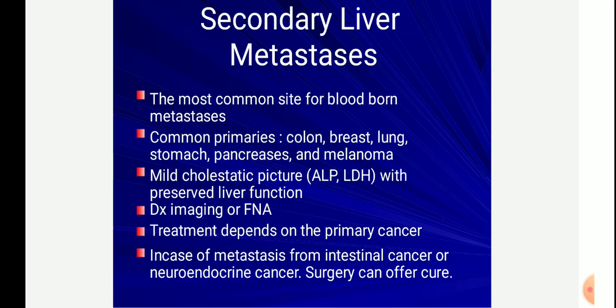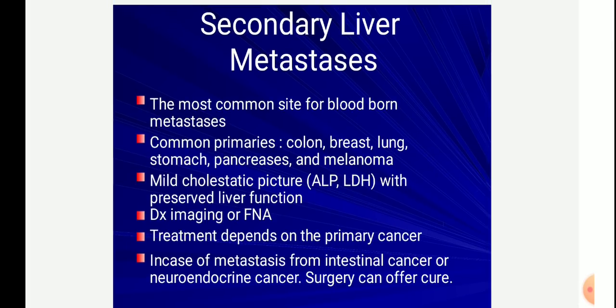In case of metastasis from intestinal cancer or neuroendocrine cancer, surgery can offer cures, but in other metastasis there is a very bleak chance, less chance of a cure. But there could be prolongation of life nowadays with good therapies, good chemotherapies and all. You can prolong the life of such patients who already have metastatic deposits at the time of diagnosis of the primary cancers in any part of the body. The earlier the diagnosis in any primary malignancy, the better is the prognosis in such patients.